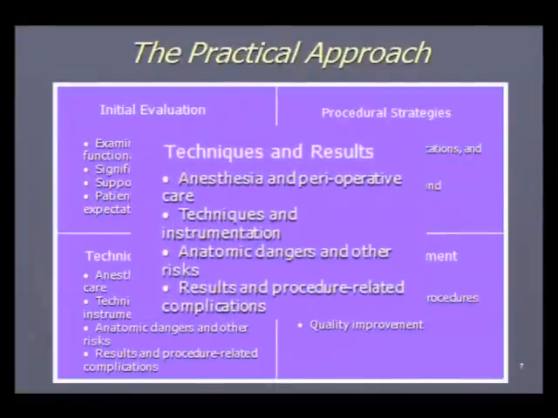Next, we move to the third box in the four-box model, which is techniques and results. Here, we review anesthesia and perioperative care, as well as the techniques and instruments used. Anatomical dangers and other risks to be aware of pre-procedurally are discussed, and finally, results of the particular intervention and any procedurally related complications are discussed.